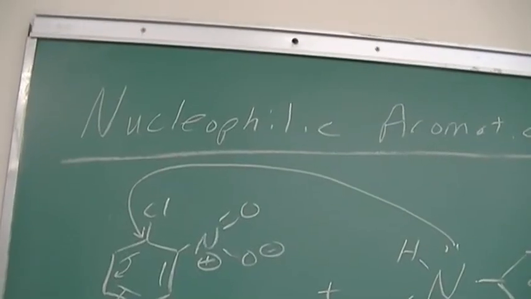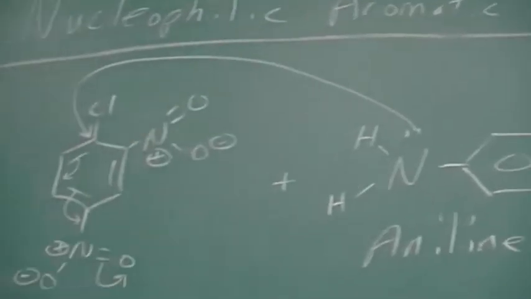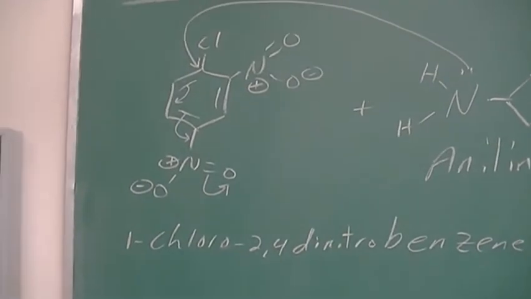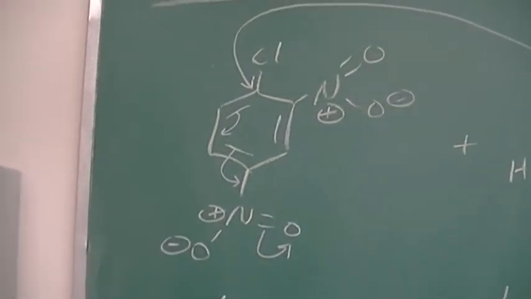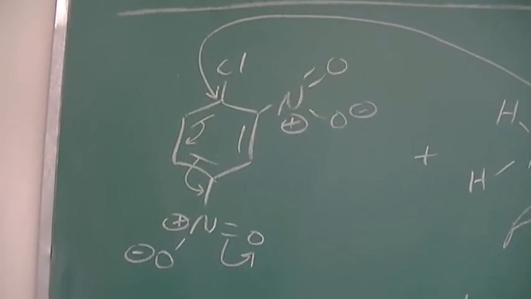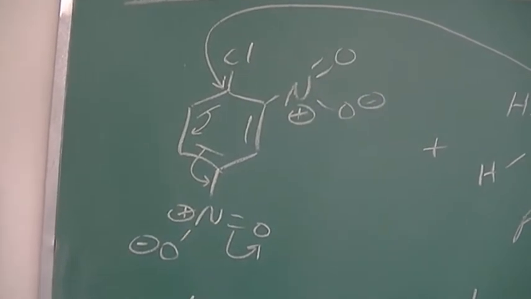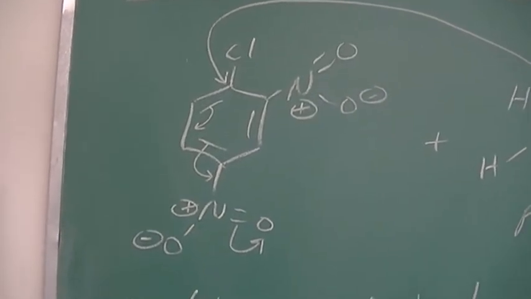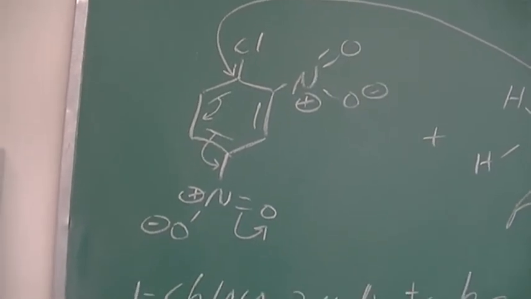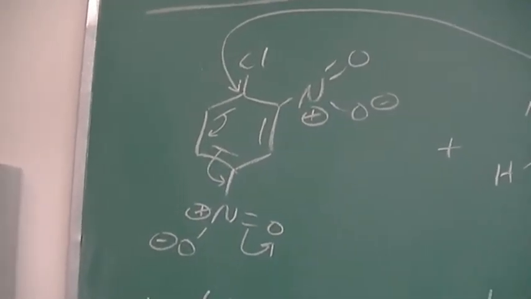Alright, this time we're going to do a nucleophilic aromatic substitution. Here we're going to start with 1-chloro-2,4-dinitrobenzene. In order to do a nucleophilic aromatic substitution, you have to have a good leaving group, and that would be the chlorine in this case, and you have to have electron withdrawing groups in ortho-para positions.